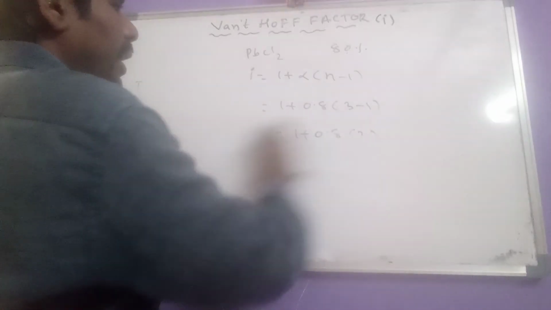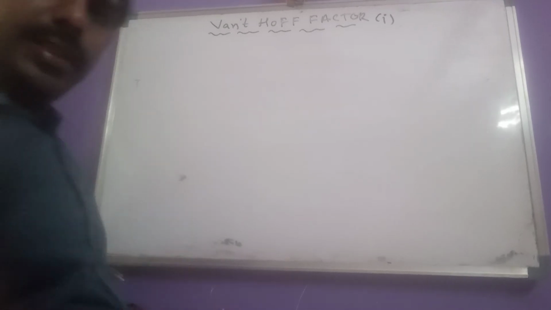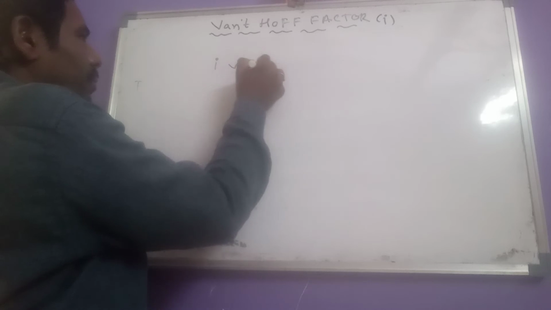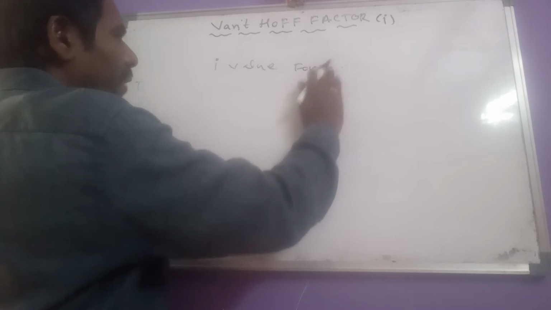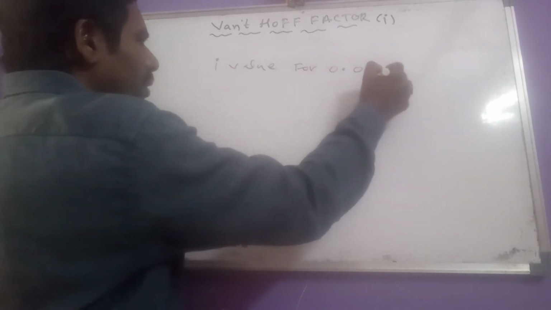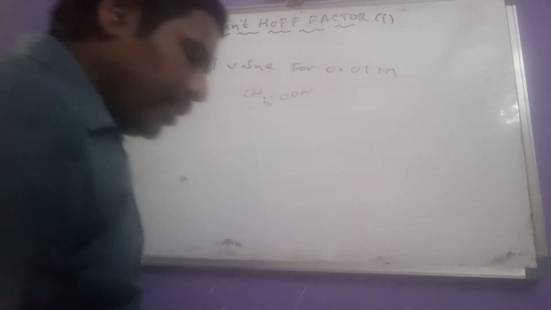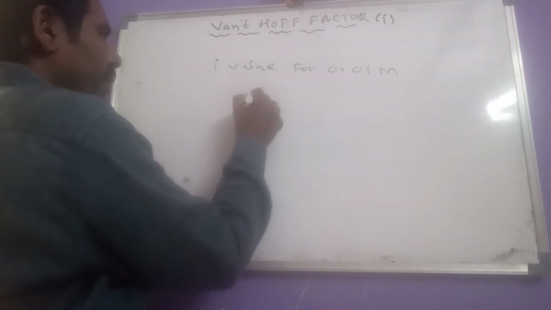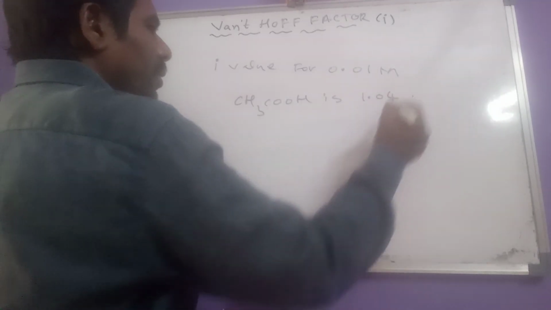Okay, then another important problem regarding this van't Hoff factor. What is that? See here. First, the i value for acetic acid. Okay, I will give the concentration also: 0.01 M acetic acid. The i value for 0.01 M acetic acid is 1.04. What is its pH value?